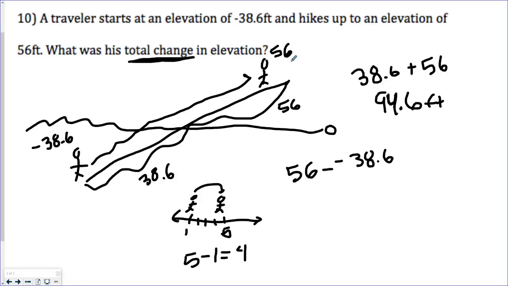Same thing here, just on a bigger scale. You end at 56, you start at negative 38.6, so how far did you go? Well, you went 94.6. Because remember, what happens with these two negatives? They make one big positive, which leads you to the exact same answer that we got doing it the other way. But drawing a picture can help you avoid that entirely, because with the picture, it's easy to see that you have to climb 38.6 feet first, and then climb another 56 feet, so you're going to add them together to get your total climb, which is 94.6 feet.